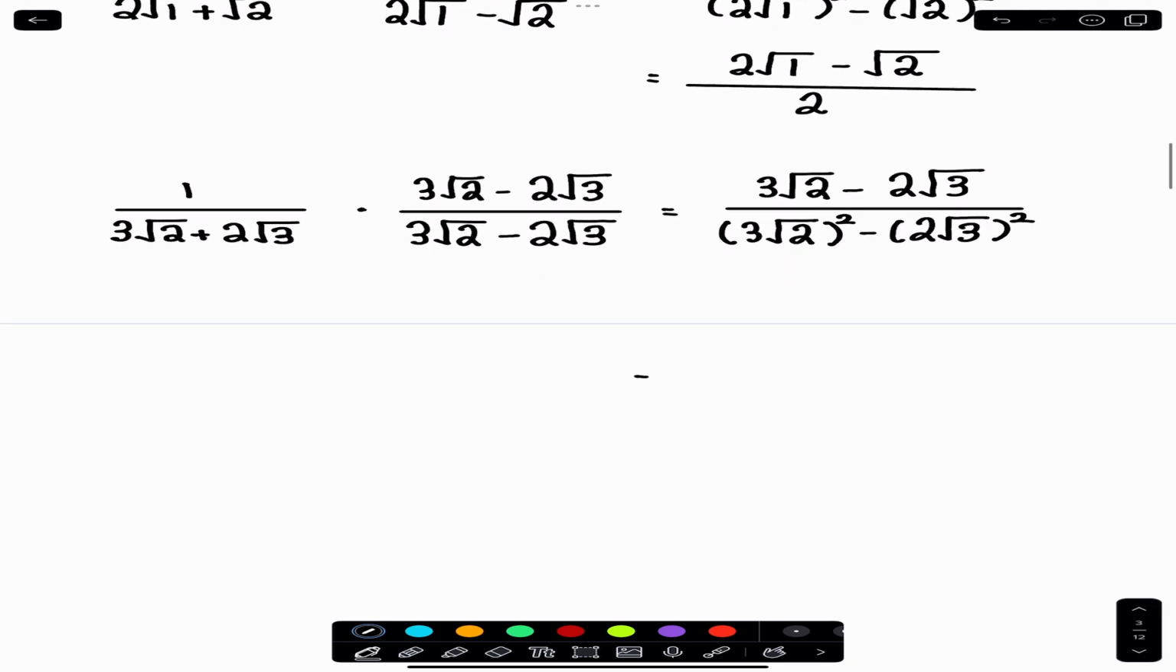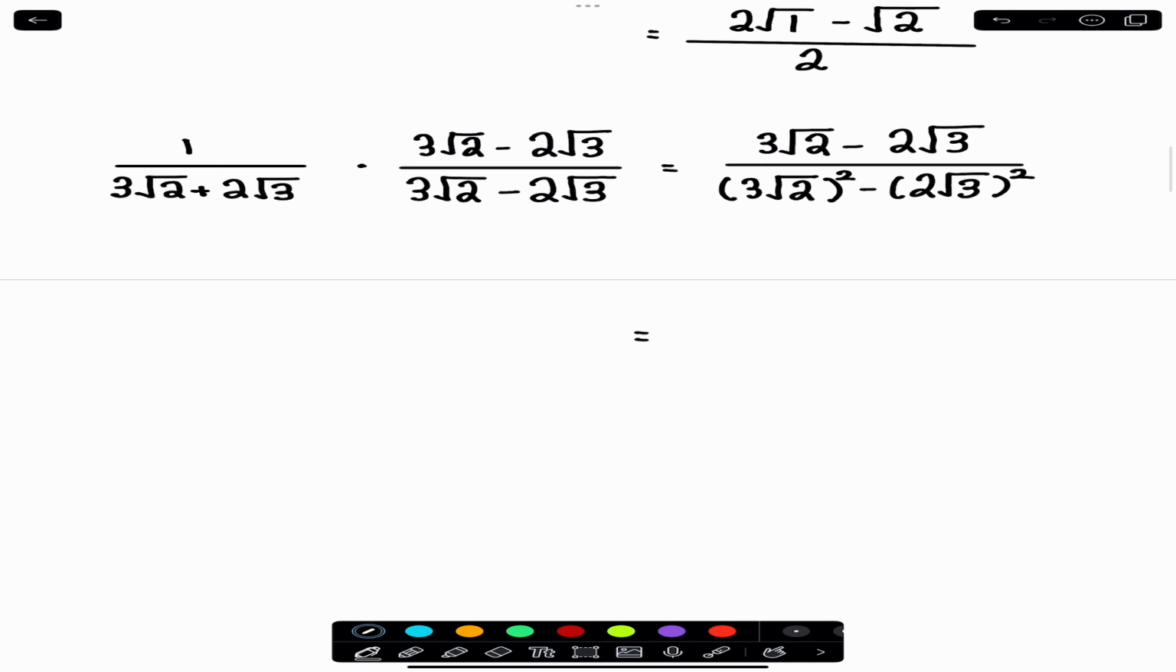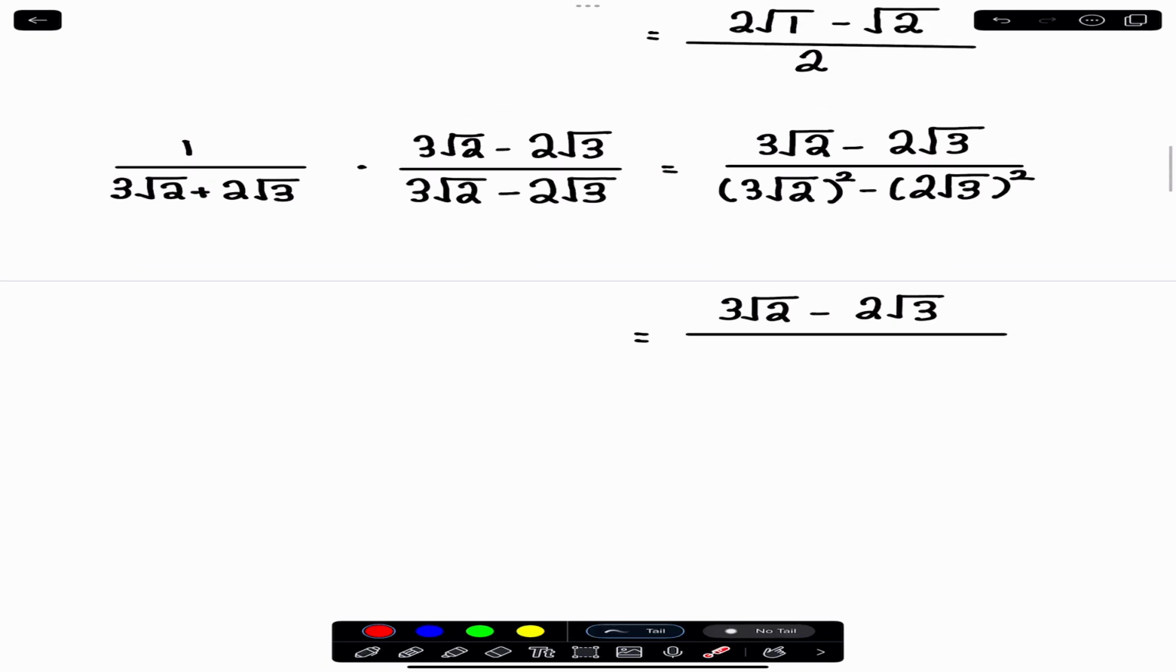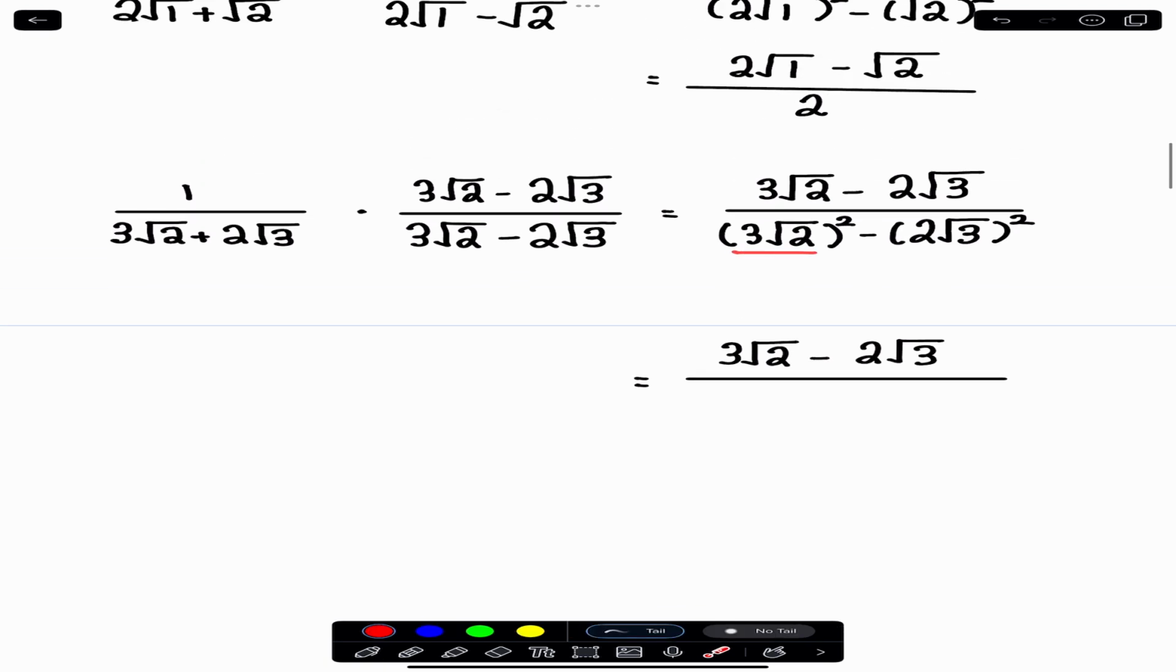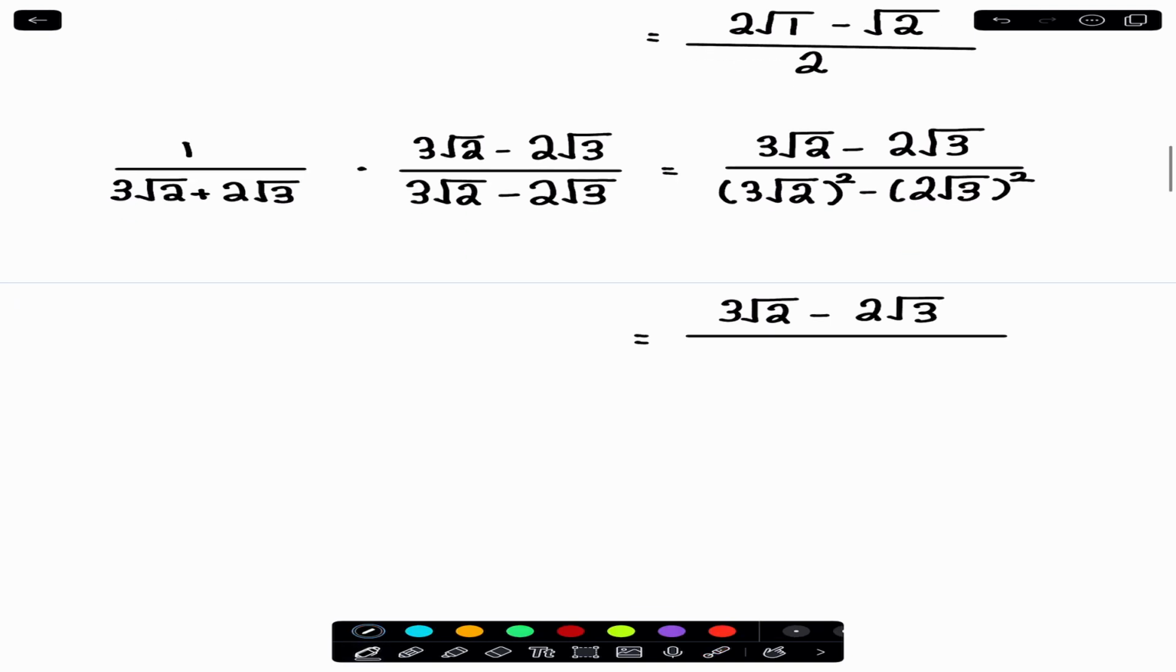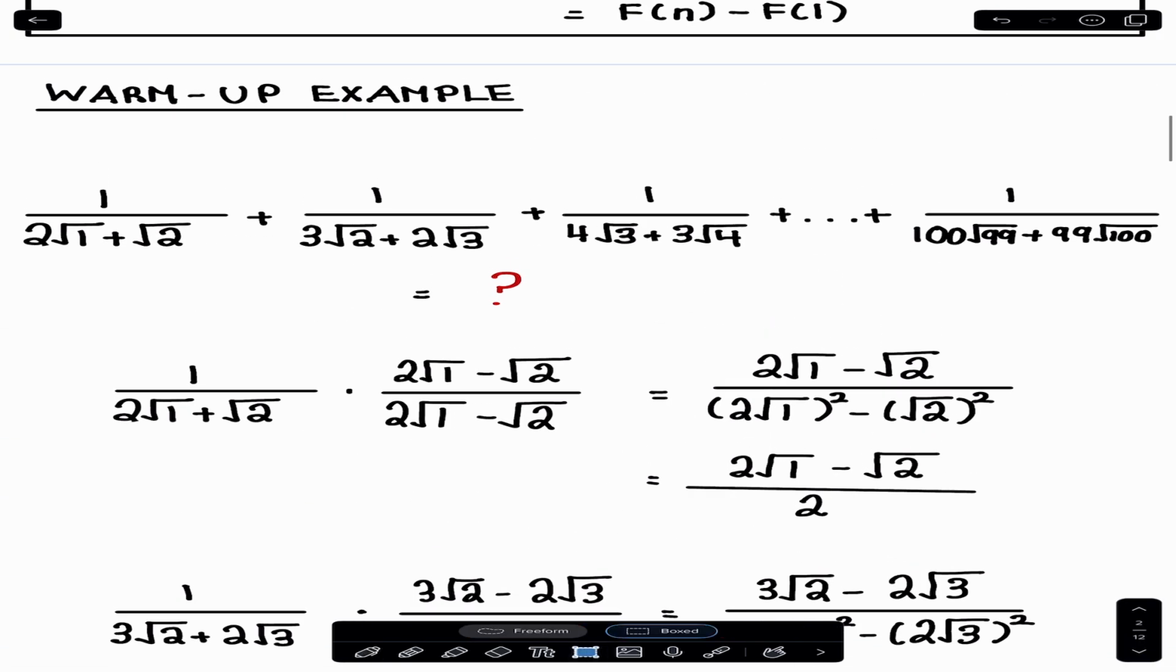And yes, if I'm working through this a little fast, it's because we should already know this. You should be very familiar with this already from telescoping part 1. So if you're not, I would recommend checking that video out. So 3 root 2 squared is just 3 squared times 2, which is 18. And then 2 root 3 squared is 4 times 3, which is 12. 18 take away 12, that's 6. Cool. I'm just going to do the terms that we can actually see.